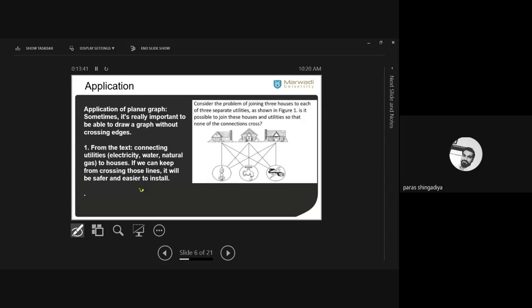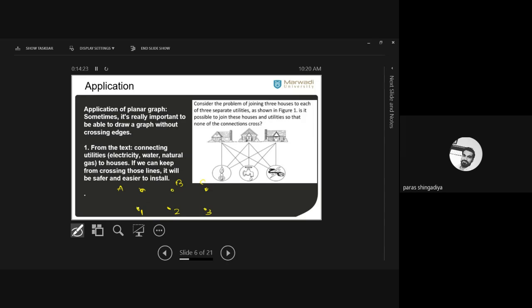Let's consider an example. These are the three houses A, B, C, and these are the three utilities, 1, 2 and 3. You have to apply each of the three utilities to all three houses. The first is the gas pipeline, the second is water, and the third is electricity. So connect them, applying the connections to all three houses without crossing over an edge.